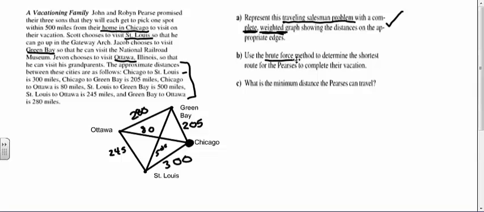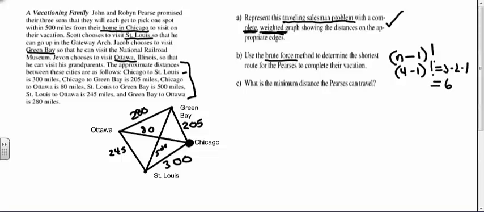Because to do the brute force method, we have to come up with all the different Hamilton circuits from Chicago, visiting all three other cities and coming back to Chicago. So I'm going to use the first letter of each town's name, and I'm going to write down the Hamilton circuits. Now there is a formula to figure out how many Hamilton circuits there are in a complete graph: take n, the number of vertices, subtract 1, and then take the factorial. That gives you the number of Hamilton circuits. So we have 4 vertices, minus 1 is 3, and 3 factorial is 3 times 2 times 1, which is 6.